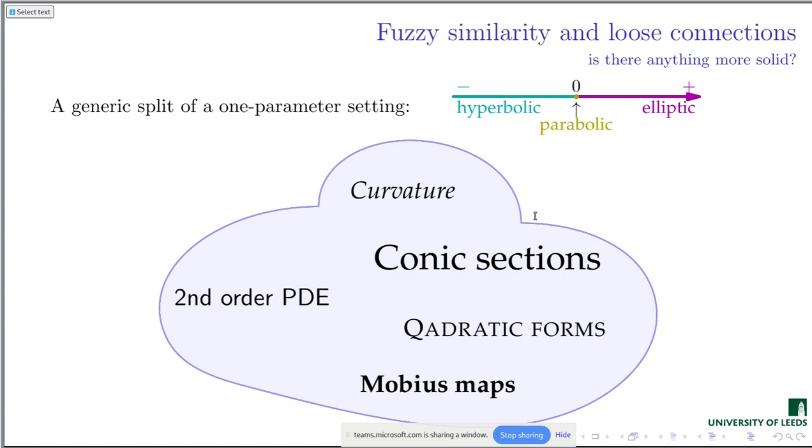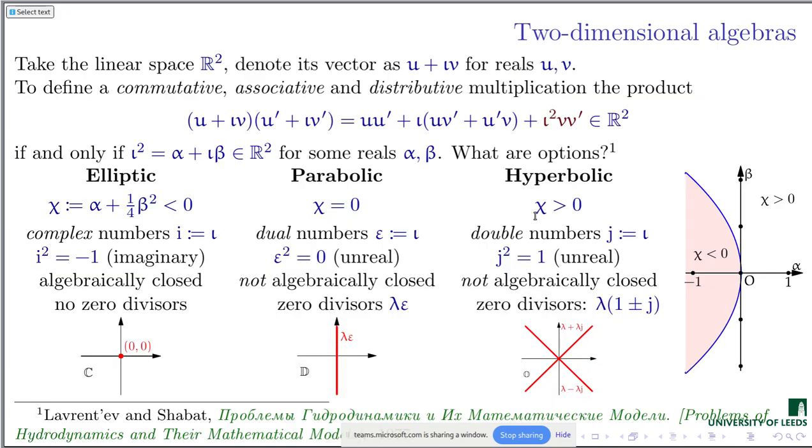I will try to add more links between these objects, and the key point for it will be Moebius transformations, the Moebius map. But before we proceed with clarification and additional connections, I propose to look at the following question. Assume we have a two-dimensional vector space R2, and we want to upgrade that vector space to a commutative, associative, distributive algebra.